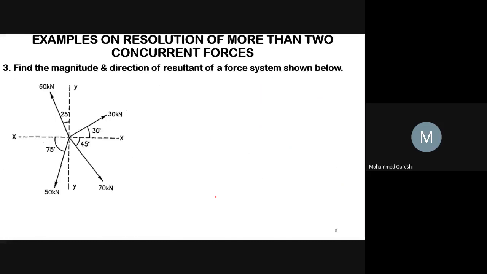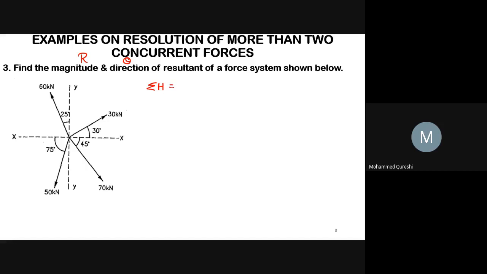Now we will go for another example. What is given in the example? Find the magnitude and direction, meaning we have to calculate the value of R and theta of the resultant force of the system shown below. So we have to calculate the value of R. We know that R equals under root of sigma h square plus sigma v square.